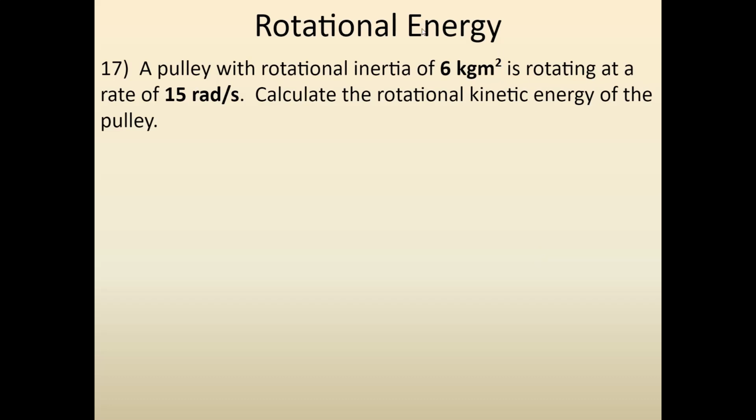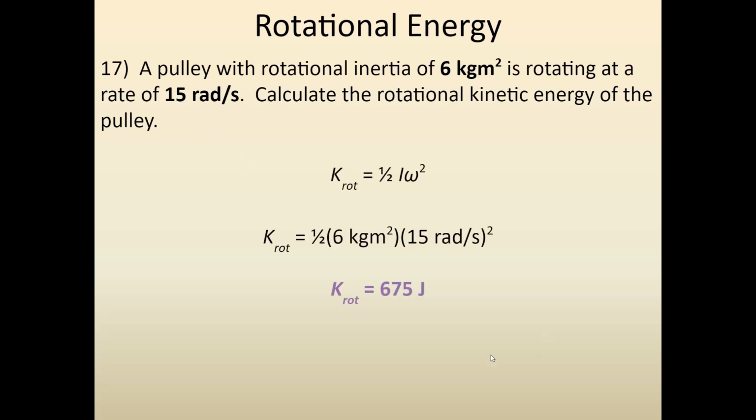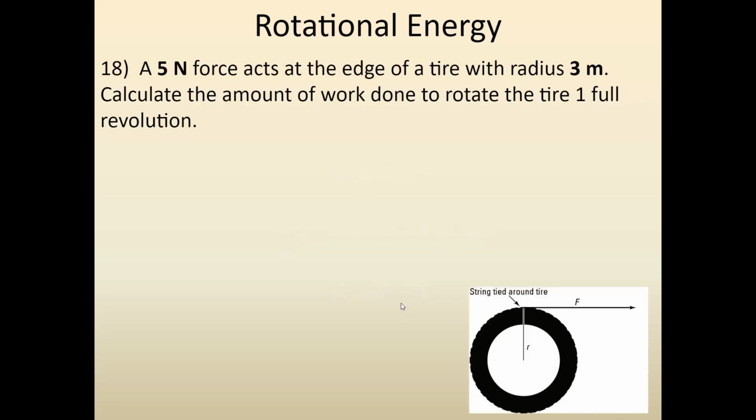All right. So they give us the rotational inertia, they give us the angular speed. We're just going to plug and chug into the equation, and we get our answer of 675 joules. All right, here's the next one. Pause the video, work it yourself, and we'll go over it in a second.